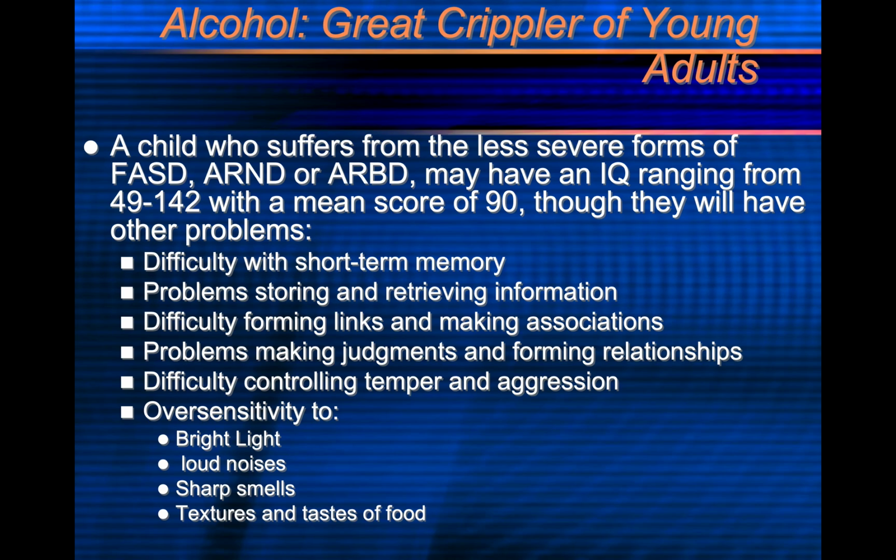A child who suffers from the less severe forms of FASD, aND, or ARBD may have an IQ ranging from 49 to 142, with a mean score of 90, which is just below average, since average is 100. Though they will have other problems, even if they don't have an intellectual disability. They'll have difficulty with short-term memory, problems storing and retrieving information, difficulty forming links and making associations, problems making judgments and forming relationships, difficulty controlling temper and aggression, oversensitivity to bright lights, loud noises, sharp smells, and textures and tastes of food. Now the problem is they often have anger issues later in life.